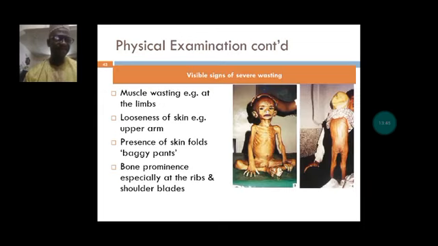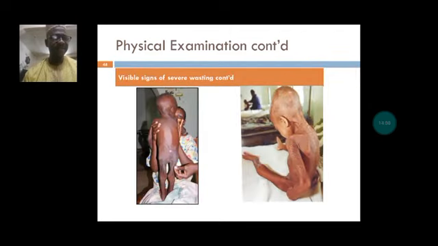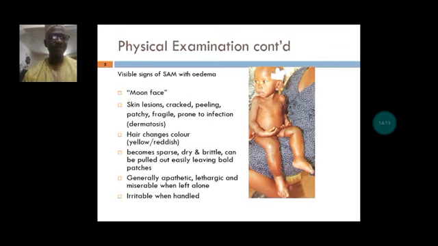This is a visible sign of severe wasting. You can see the muscle wasting at the limbs, looseness of skin, the presence of skin folds, and baggy pants. It is visible here. The child in question is highly malnourished, and this type of situation is said to be marasmus.